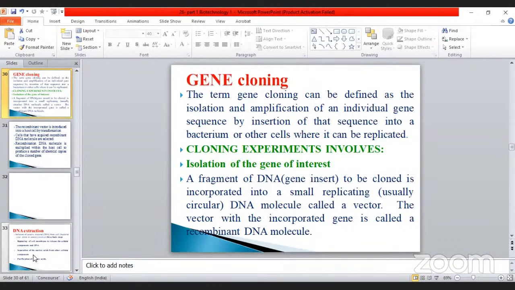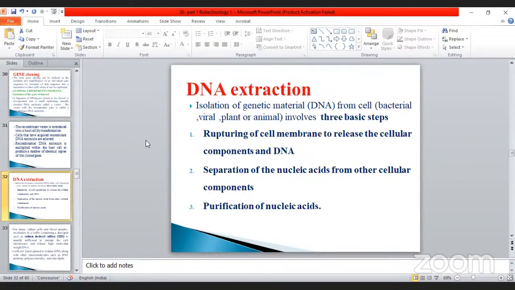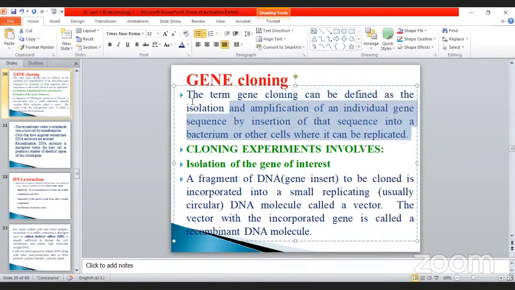Next, we will pass on to the next one, very, very important, my dear students. This is a very, very important one: gene cloning. What is gene cloning? The term gene cloning can be defined as the isolation and amplification of an individual gene sequence by insertion of that sequence into a bacterium or other cell where it can be replicated. That is very, very important.